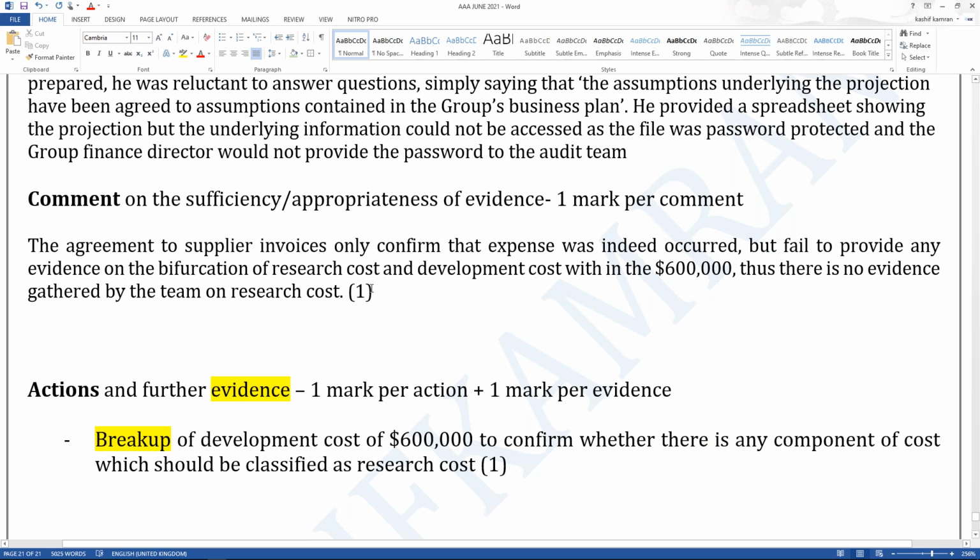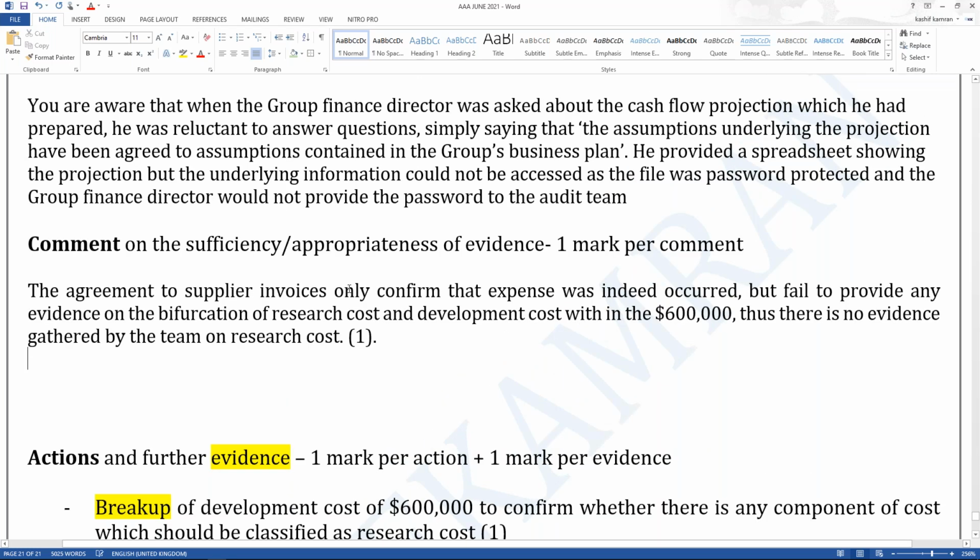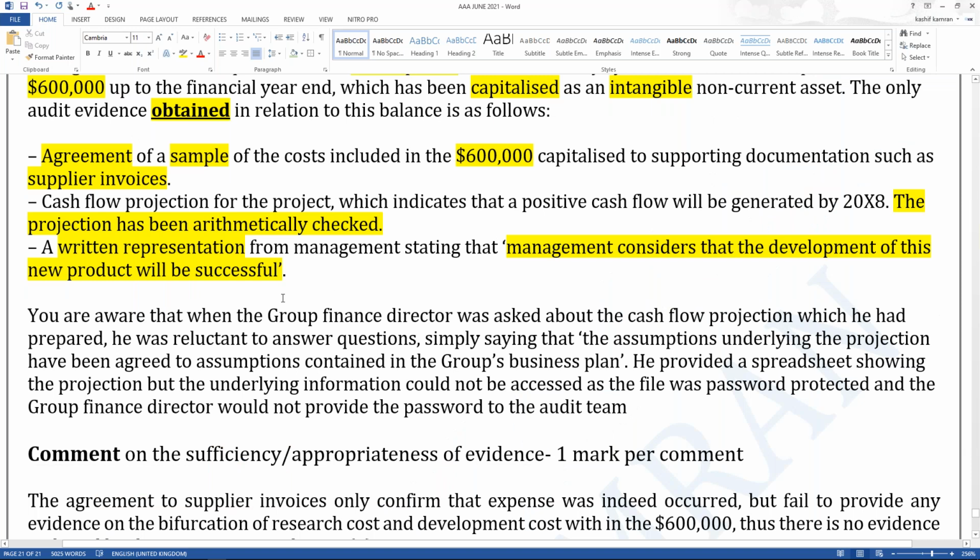Let's proceed further. Next. Okay, a cash flow projection has been arithmetically checked. Is that sufficient? Is that adequate? Should we review the basis of the cash flow forecast? Should we check the underlying basis, the assumptions used in the cash flow forecast? Is this realistic or not? Just checking the arithmetical accuracy of the cash flow projection. Is that right, everyone?